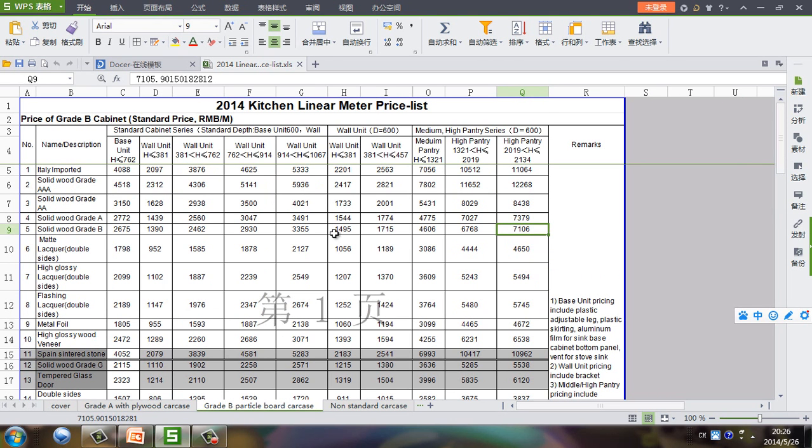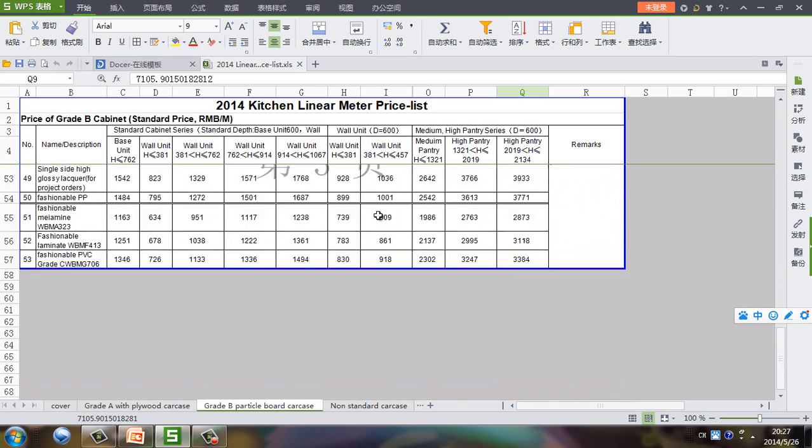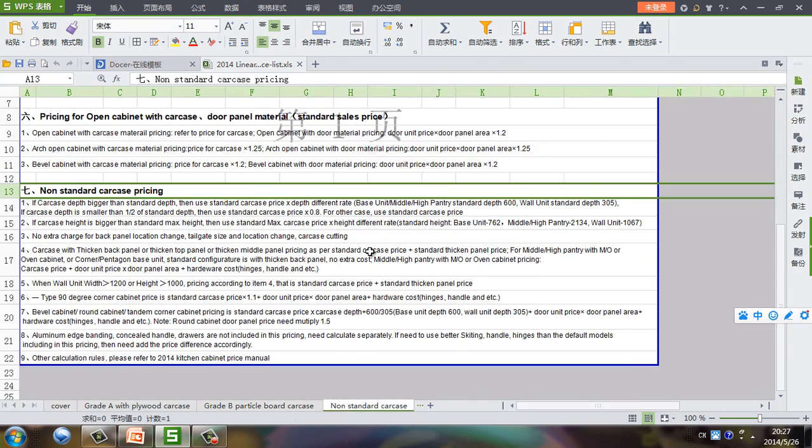The third worksheet is the linear meter price list for carcass with material particle board. It is similar to the second worksheet. The only difference is the difference in price with different materials. The last worksheet is the price list for non-standard carcass. You can find the pricing rules of non-standard carcass in these worksheets.